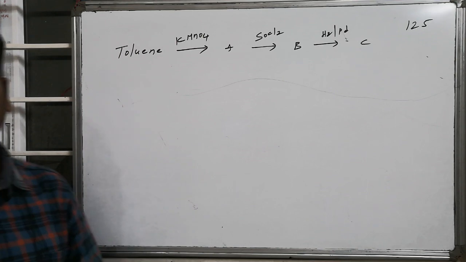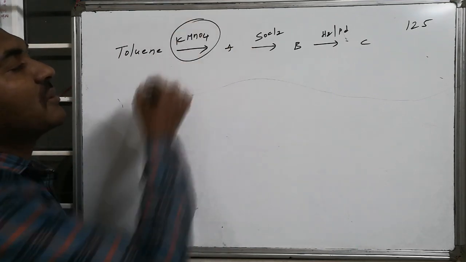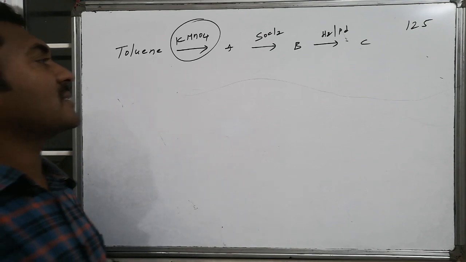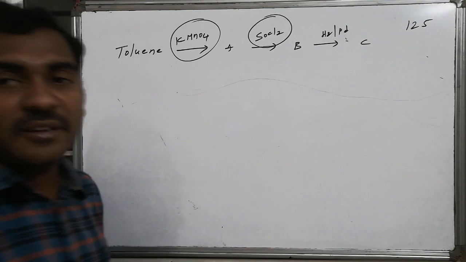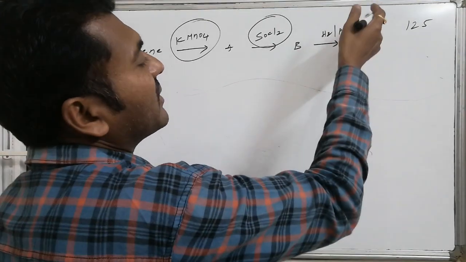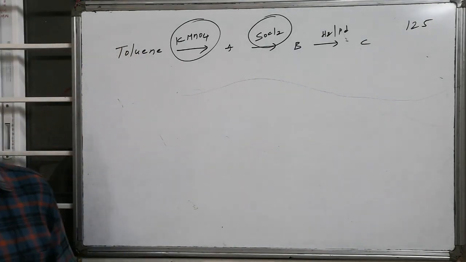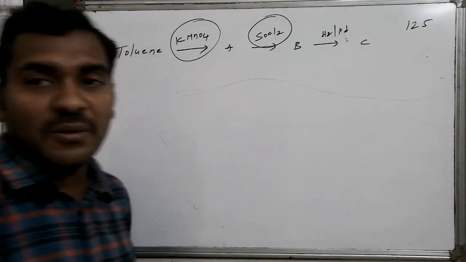Toluene is subjected to oxidation with KMnO4 because KMnO4, as we know, acts as an oxidizing agent. Further, whatever product is obtained is subjected to a thionyl chloride reaction, where chlorination generally takes place. Further, the product obtained as B is subjected to hydrogenation in the presence of hydrogen followed by palladium.